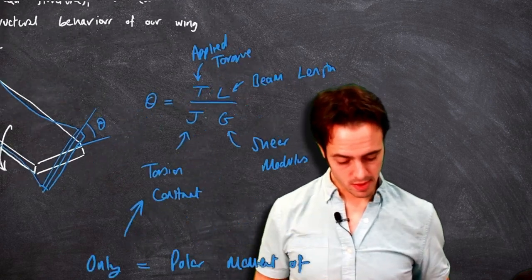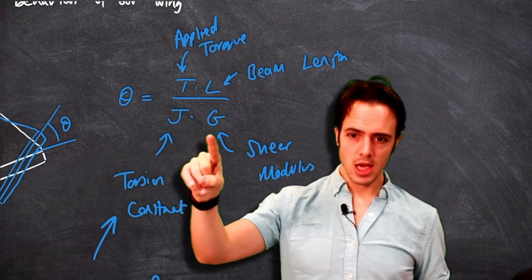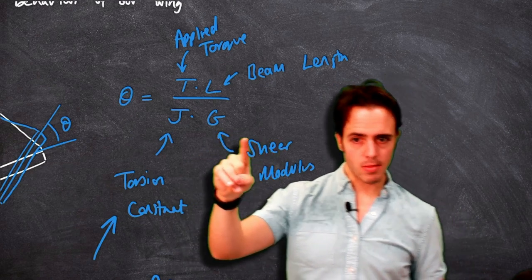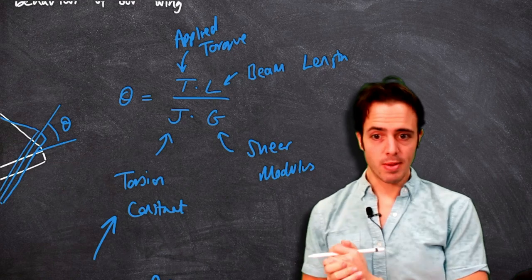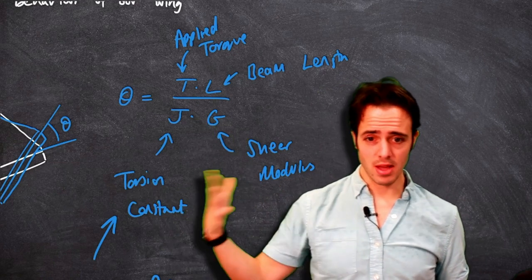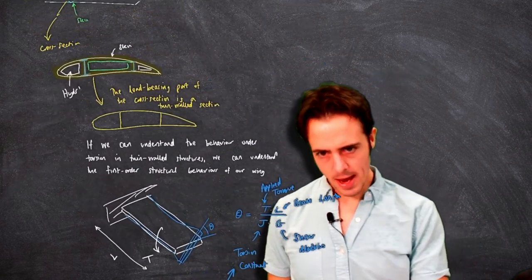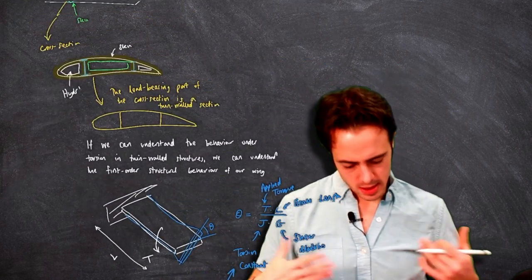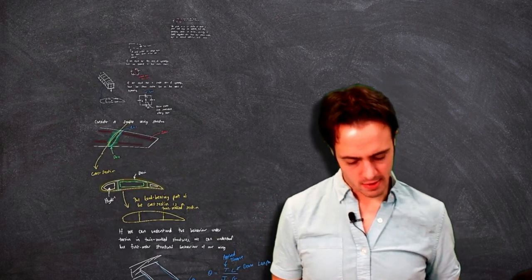If we wanted to determine those, we'd need to be able to calculate J of the structure. G is just a function of material properties, the shear modulus. Beam length would be however many elements we want to split our wing up into. And applied torque, for our purposes, is just the applied pitching moment on our wing. Okay, so how are we going to determine anything relating to shear center for our sections?